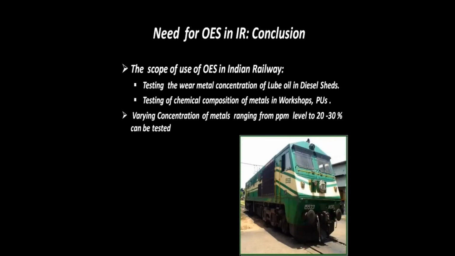Thus, to conclude, the scope of use of OES in Indian Railway can be broadly divided into two parts. First, testing the wear metal concentration of lube oil of diesel locomotives in diesel sheds, and testing chemical composition of metals in workshops and production units. It is also worth mentioning that varying concentrations of metals, ranging from ppm level to 20 to 30%, can actually be tested using an OES.